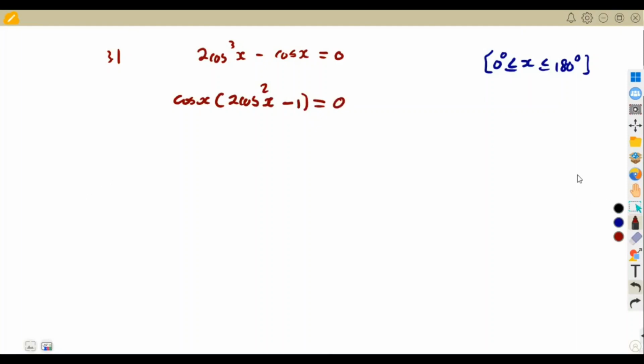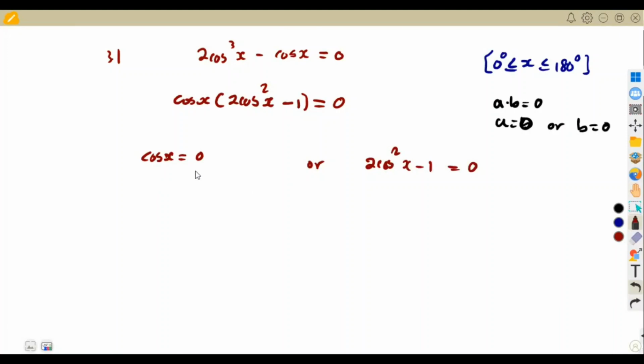From the zero concept, remember the product of two to be equal to 0, one of these must be equal to 0. So either A is equal to 0 or B is equal to 0. So the cosine of x must be equal to 0, or this bracket must be equal to 0. So we must equate each part that we have there equal to 0. So it's either the cosine of x must be equal to 0 or 2 cos squared x minus 1 must be equal to 0. As you can see already here, cos x is the subject.